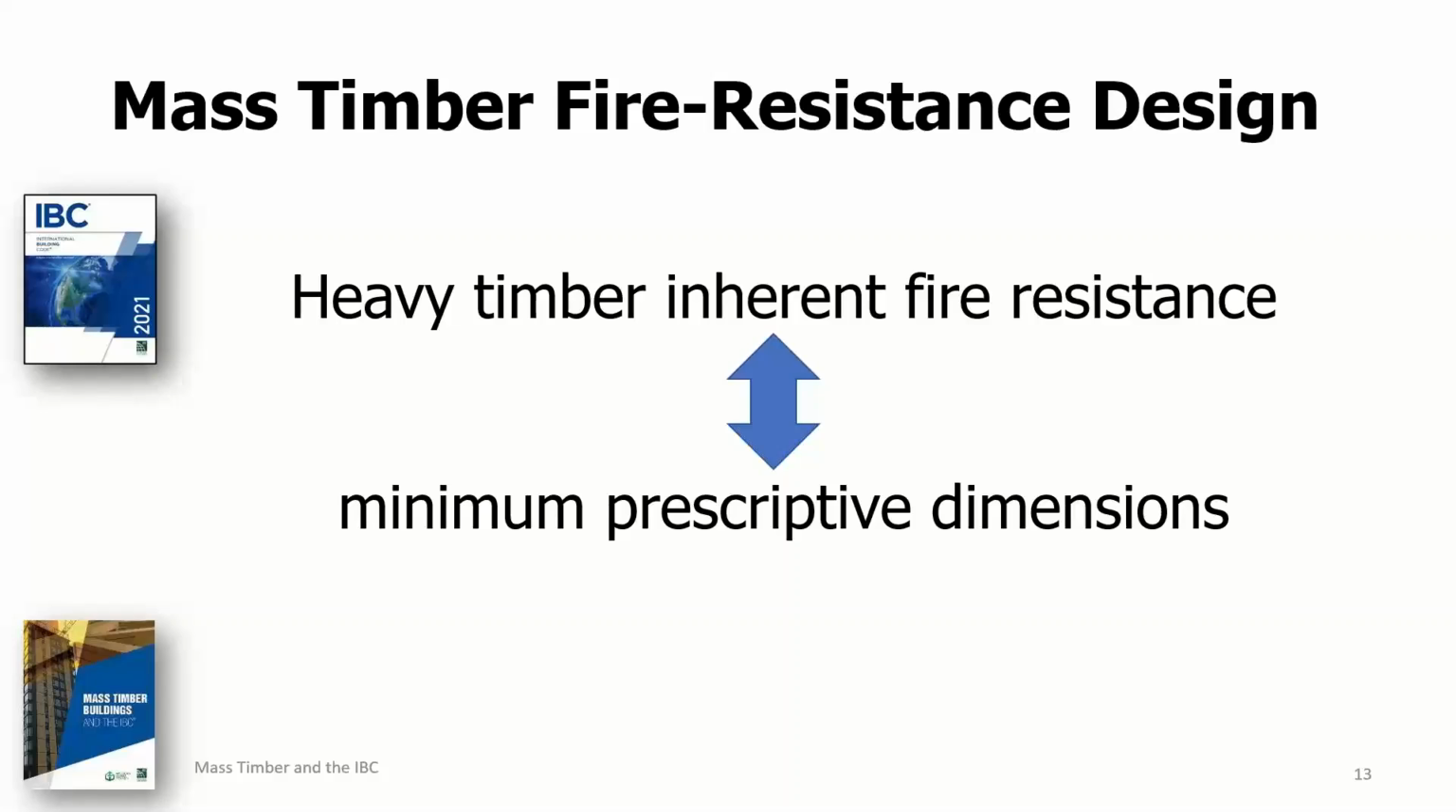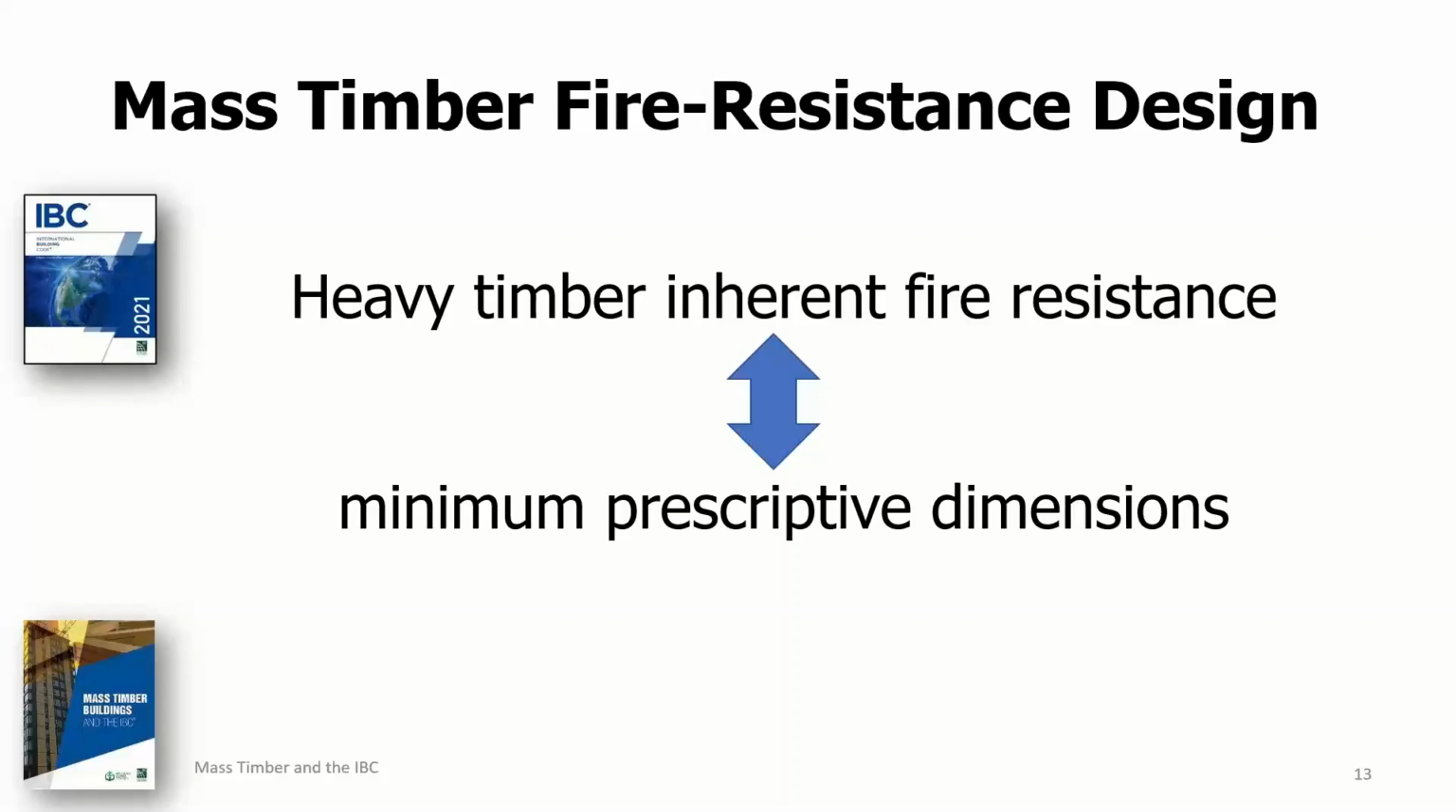Of course, this represents a very different approach to the manner in which members and assemblies in the new types 4A, 4B, and 4C construction are designed. That's different, that is, but not necessarily better or worse. In the new types of mass timber construction, the members and assemblies must be designed to achieve certain prescribed fire resistance ratings, like the ones I showed you in IBC Table 601 a few slides back.